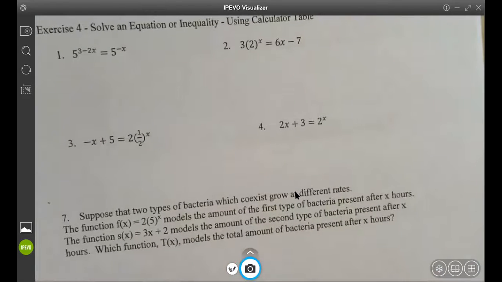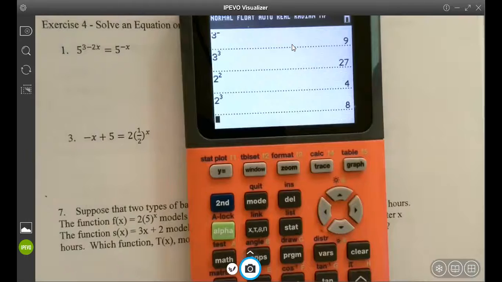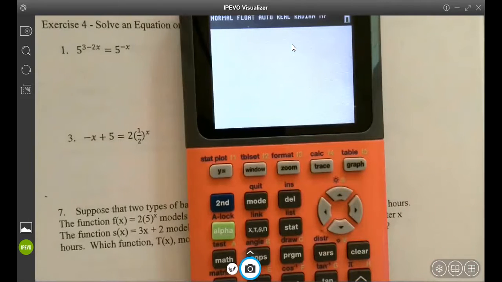All right, solve an equation or inequality using calculator or table. So, to solve these, did she use Desmos on these at all? No, I think we just have to. Okay, I might go back to Desmos in just a minute.